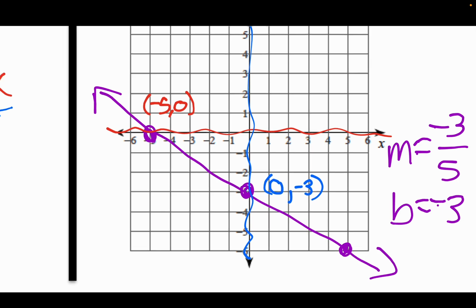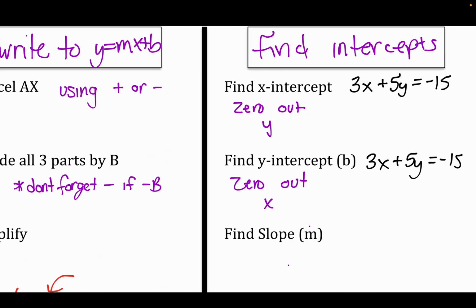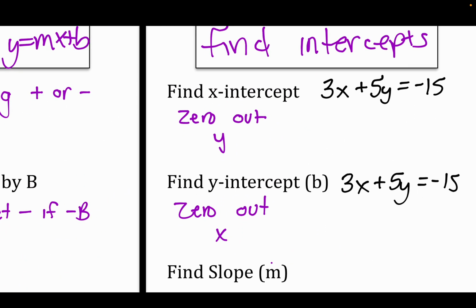So if I did that from the very beginning, if I know my x number is going to have a y that's 0, I can do that from the main equation. If I'm trying to find the x-intercept, I can just zero out the y. Basically, just get rid of it. Let's solve this. 3x equals negative 15, right? Because I just zeroed it out.